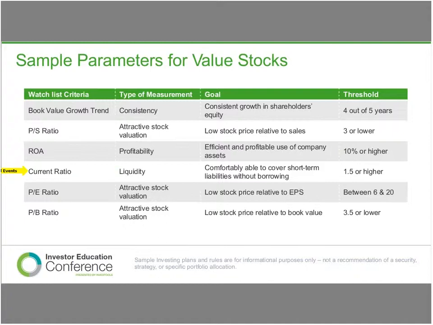We need to flip that around. We want to see a much larger current asset situation compared to current liabilities. We want to see that assets exceed liabilities by at least 1.5, a factor of 1.5 or higher.